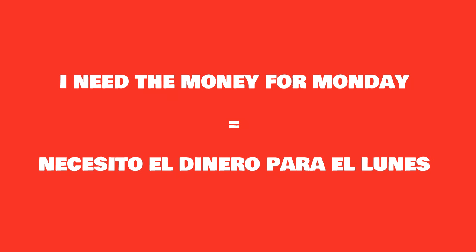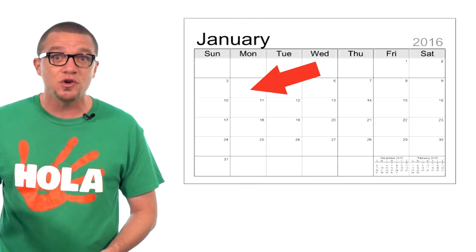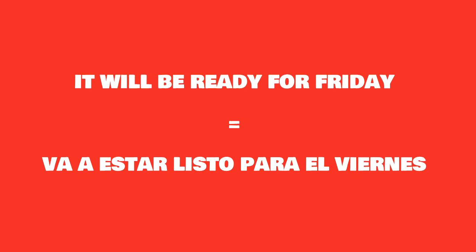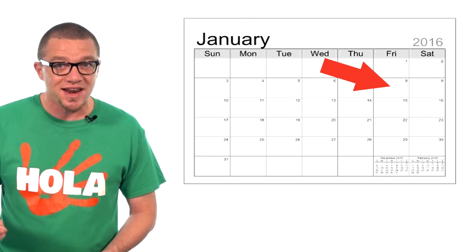And the last use of para for today, deadlines. If you would say for in English and are talking about a deadline, use para in Spanish. I need the money for Monday would be necesito el dinero para el lunes. It's not hard to picture the arrow with this one. Just imagine it on a calendar pointing right to the day or time of the deadline. It will be ready for Friday would be va a estar listo para el viernes. Arrow pointing to Friday on the calendar.